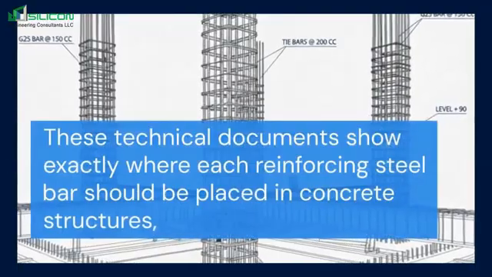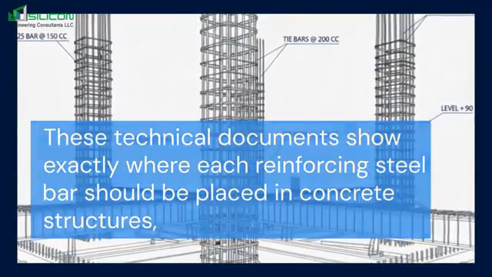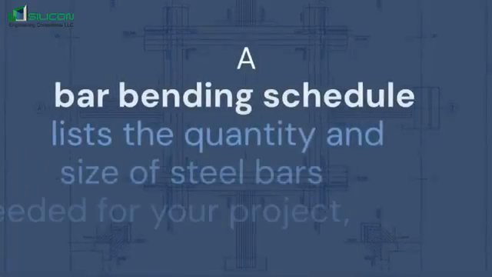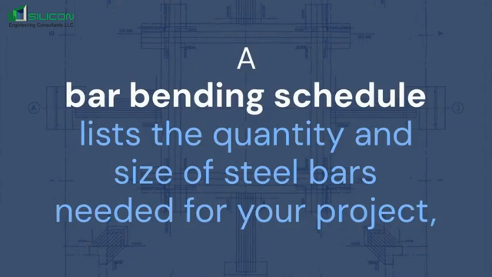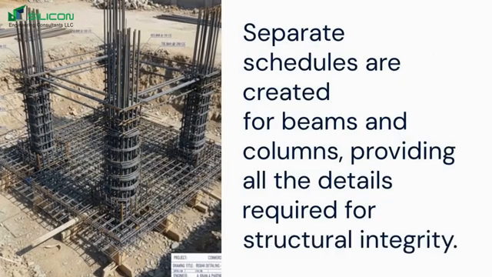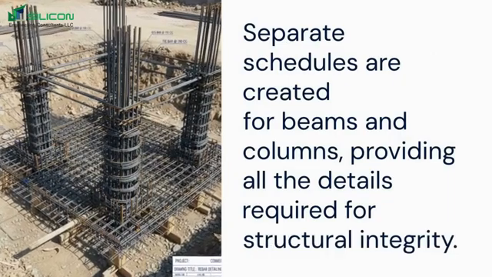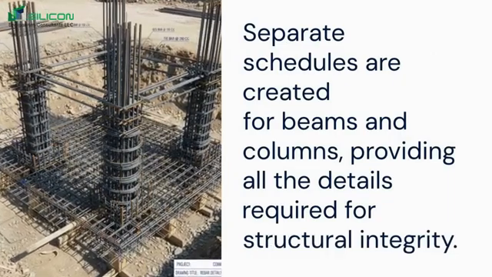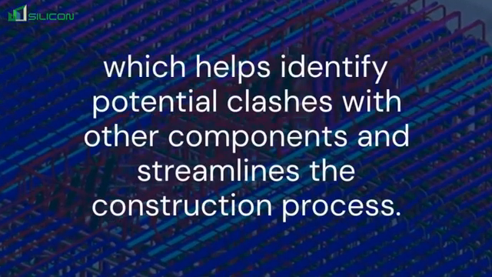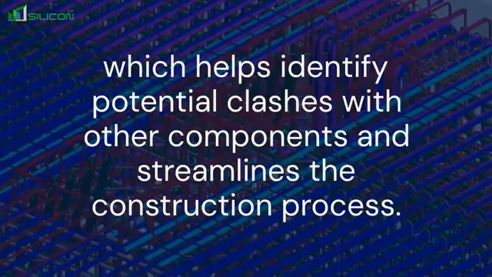with industry standards. A bar bending schedule lists the quantity and size of steel bars needed for your project, helping contractors estimate costs, minimize material waste, and avoid delays. Separate schedules are created for beams and columns, providing all the details required for structural integrity. We also offer 3D rebar modeling, which helps identify potential clashes with other components and streamlines the construction process.